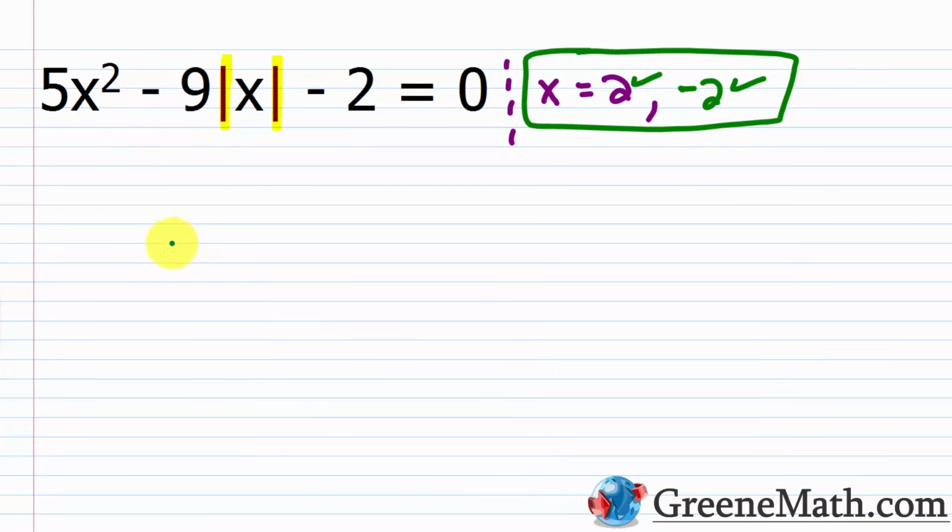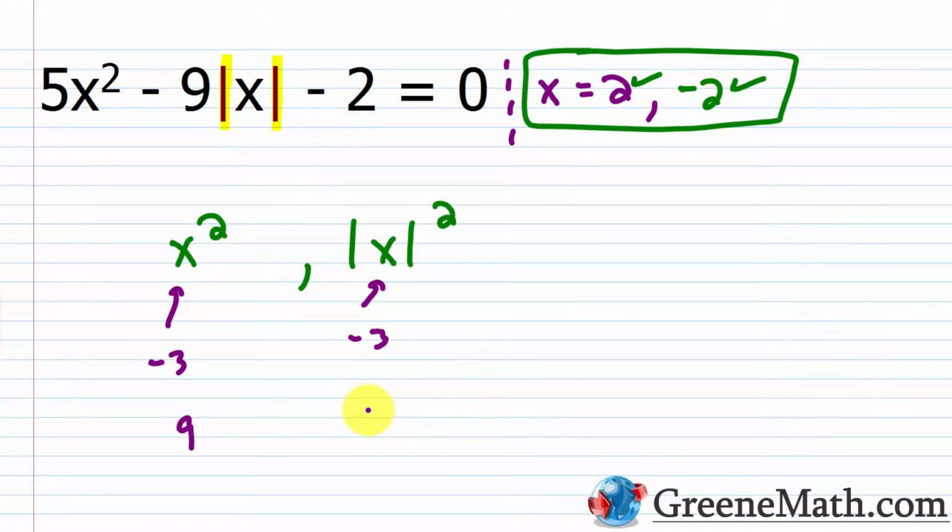So if I think about x squared and I think about the absolute value of x being squared, this would produce the same thing no matter what I plug in for x, right? If I plugged in, let's say, negative 3 in each case. Well, here, negative 3 squared is 9. And here, negative 3, if I take the absolute value first, I get 3. When I square that, I get 9 as well, right?